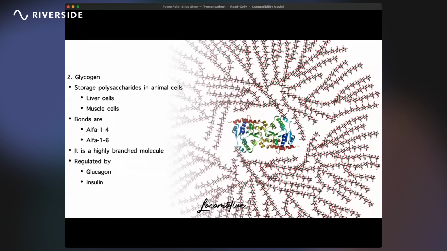Is it a branched molecule? Yes, it's a branched molecule. And two important hormones regulate the amount of sugar in my body, glucagon and insulin from the pancreas.